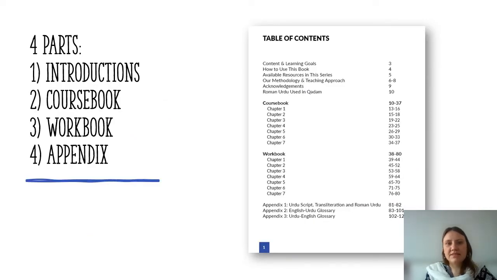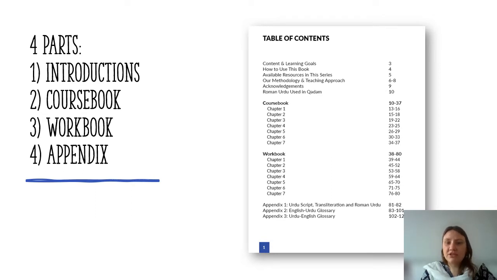So the book is basically divided into 4 parts: the introductions, the course book, the workbook, and at the very end we have a couple of appendices. The introductions include a number of different things, including the content and learning goals, which I just referred to. Then we have a short section which gives you some tips of how you can use the book, for example, for self-study, or if you have a teacher, or if you don't have a teacher.